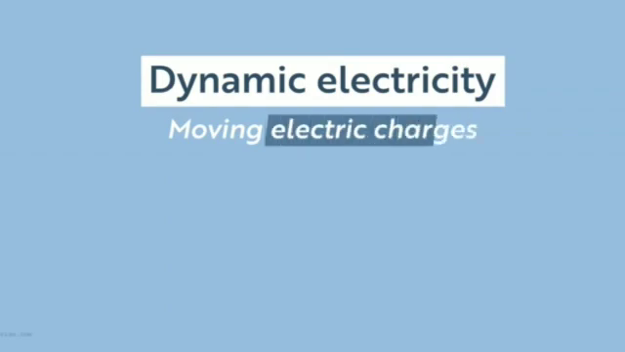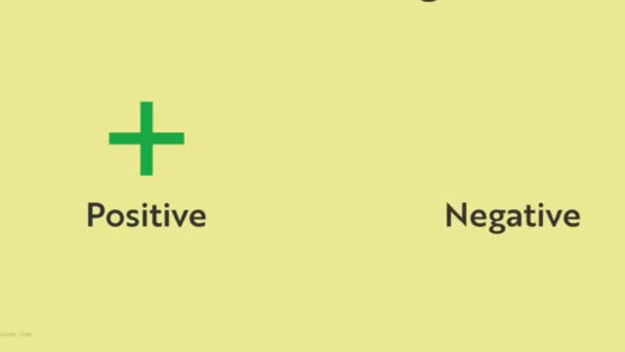What are electric charges? First, we will see what is an electric charge, which is a very important concept coming under physics. There are two types of charges, positive charge and negative charge. Positive charge is represented by a plus sign and negative charge is represented by a minus sign.